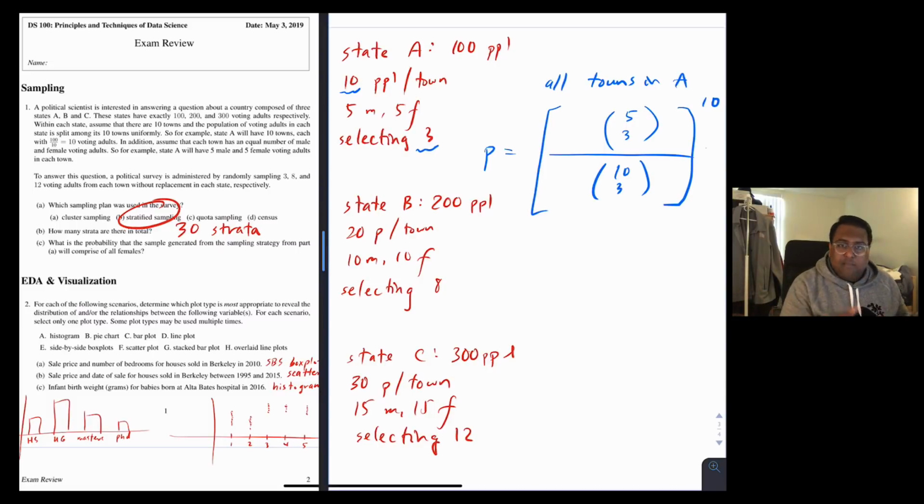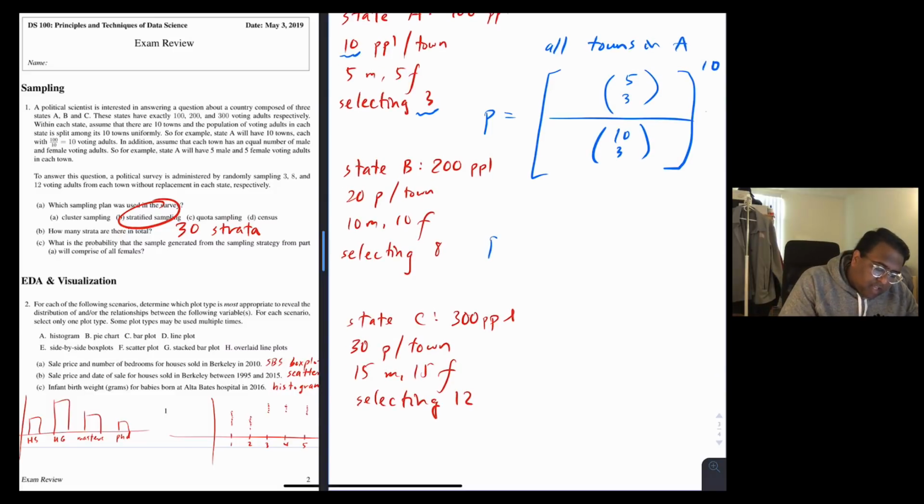You add when you have a bunch of disjoint cases, or in other words, when you have a bunch of different ors. Here we have a bunch of ands, right? We want the probability that we sample all females from town 1 in A, and we sample all females in town 2 in state A, and so on and so forth.